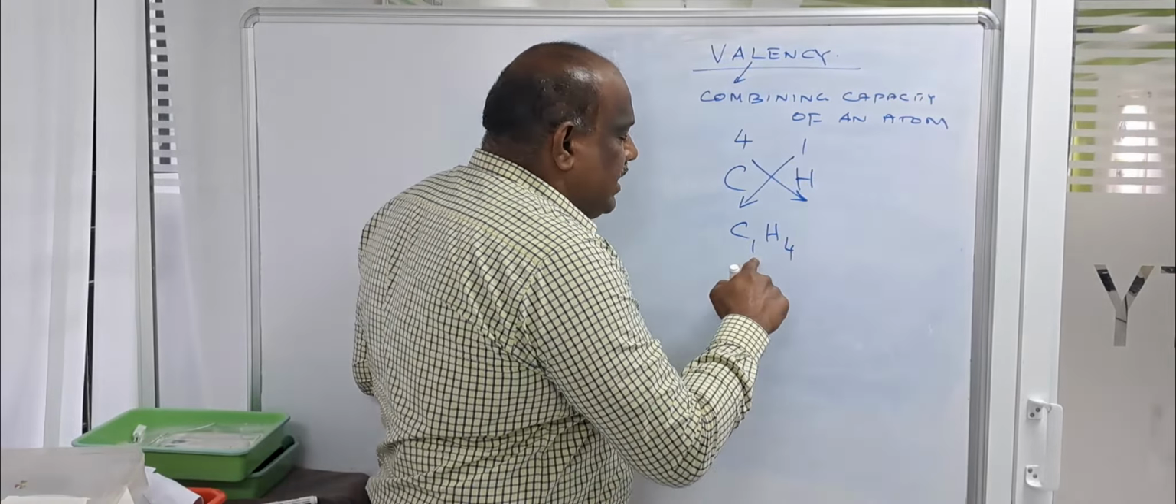What about neon? Neon has atomic number 10. So, the first orbit is 2. The second orbit is 8. This is neon. Here also we can find the outermost orbit has 8 electrons. So, if an element contains 8 electrons in its outermost orbit, then it is quite stable.